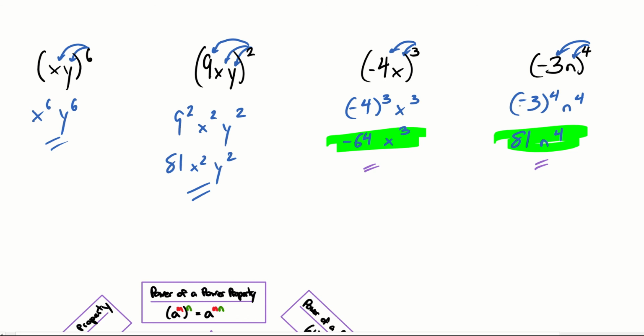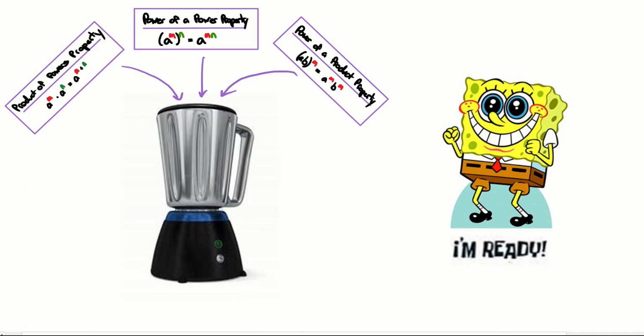Same with this one. The base is still negative 3. And negative 3 to the 4th power is like saying negative 3 times negative 3 times negative 3 times negative 3. So now we have 4 negatives multiplied together, an even number of negatives. So therefore, they cancel each other out, all of them. And you get positive 81. And then n to the 4th stays as n to the 4th. And there you go, folks. We're using our 3 product properties. Okay, nice job. I believe you are ready.